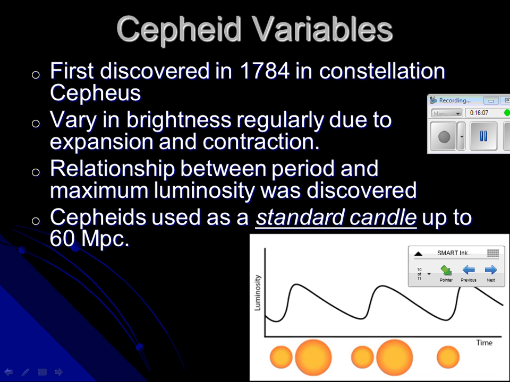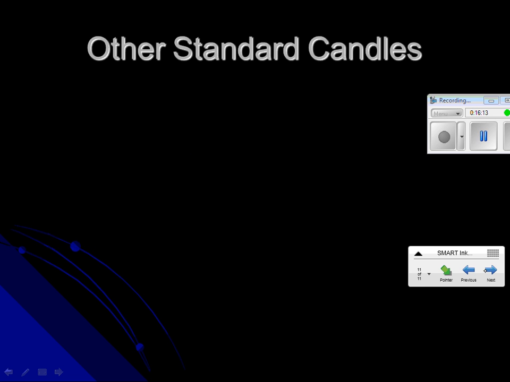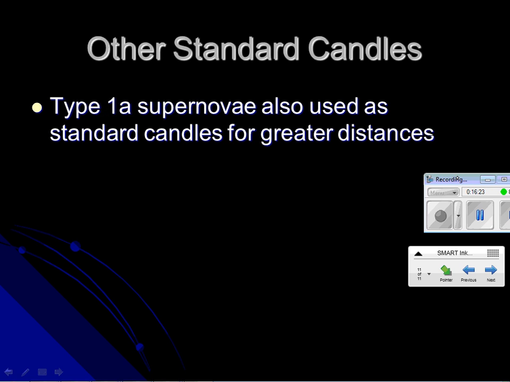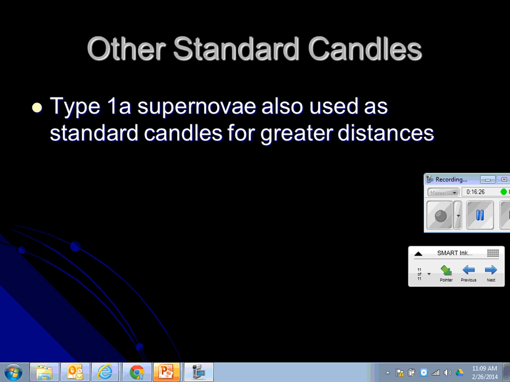Now we have other objects in the universe that we can use as standard candles. And one of the more famous ones and more useful ones are a very special type of supernova. We've talked about supernova explosions. It turns out there's different kinds of supernova explosions, and one of them is called a type 1a supernova. These are really great for measuring really far away because supernovas are so bright. And when this particular kind of supernova happens, they reach a certain brightness, and they have a certain amount of luminosity that we know.